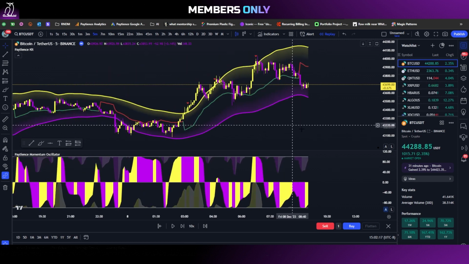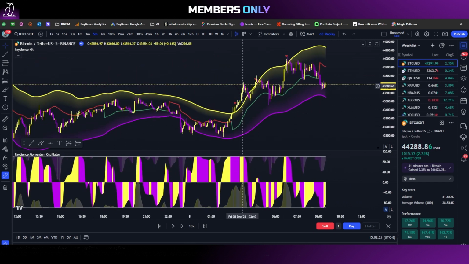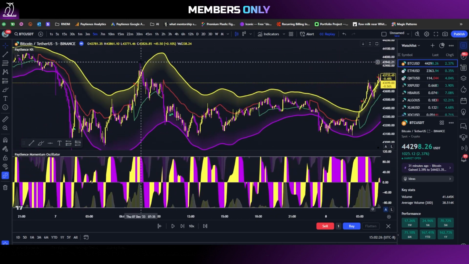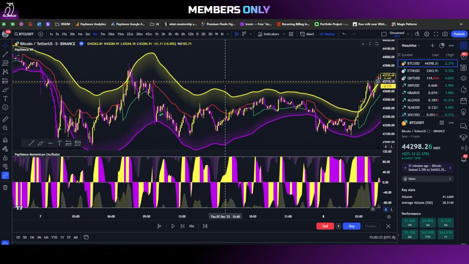You can also turn on the momentum oscillator here and see some of the momentum happening. For example, right here, you could see that we were peaking out on the momentum waves, and then we started to print downwards on the momentum waves. So that would have been a good entry right there.